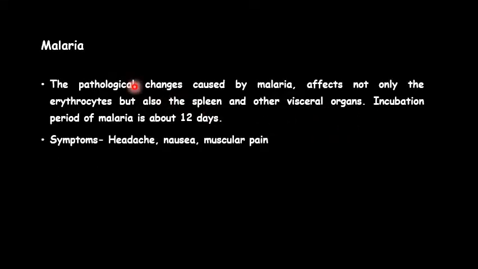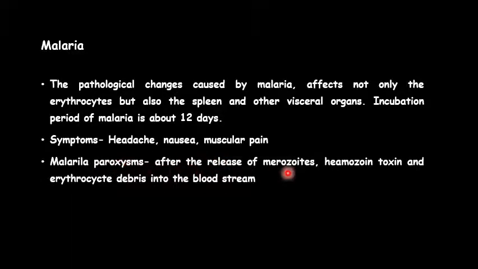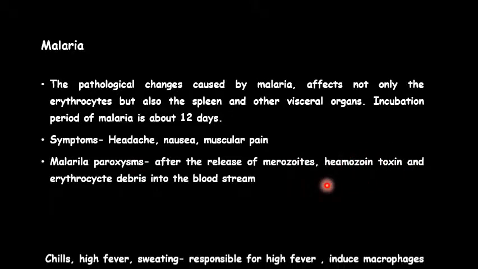And with the symptoms, after maybe a few weeks or after 12 days of the incubation period, the person will experience severe headache, nausea, muscular pain. Since it releases merocytes during the cell rupture, remember erythrocyte lysis, during that time it releases hemozoin toxin along with the merocytes. So this process is called malarial paroxysm, because it releases these merocytes and hemozoin toxin again to affect the other red blood cells.